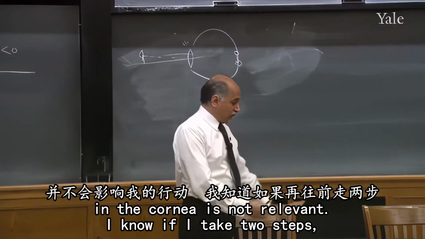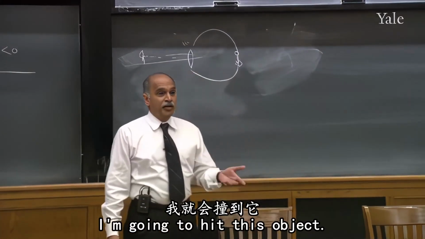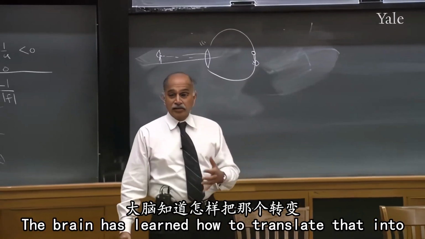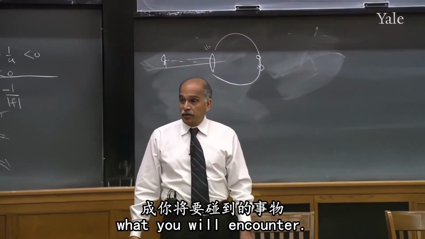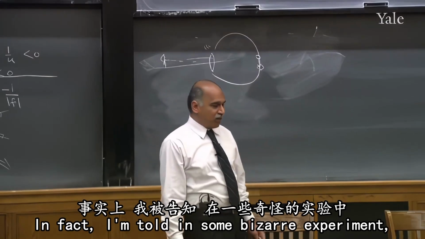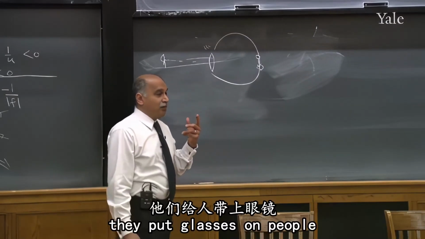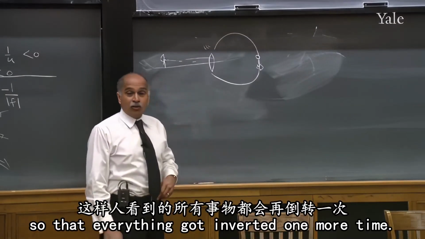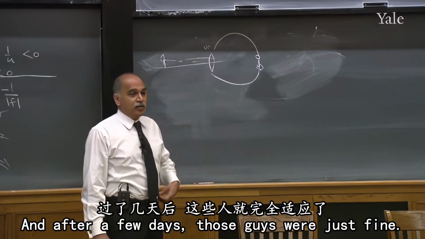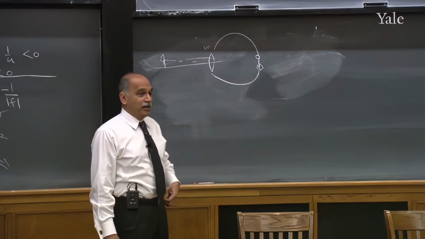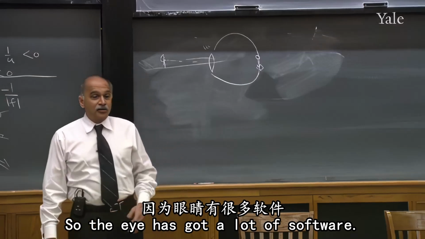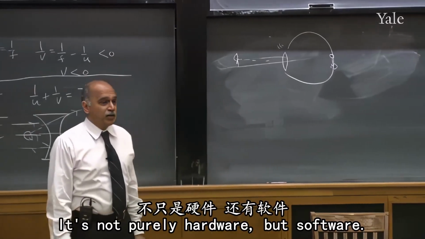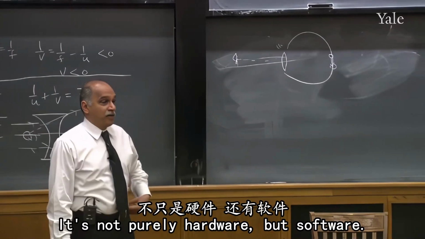I know if I take 2 steps, I'm going to hit this object. The brain has learned how to translate that into what you will encounter. In fact, I'm told in some bizarre experiment, they put glasses on people so that everything got inverted one more time. And after a few days, those guys were just fine. So the eye has got a lot of software. It's not purely hardware, but software.